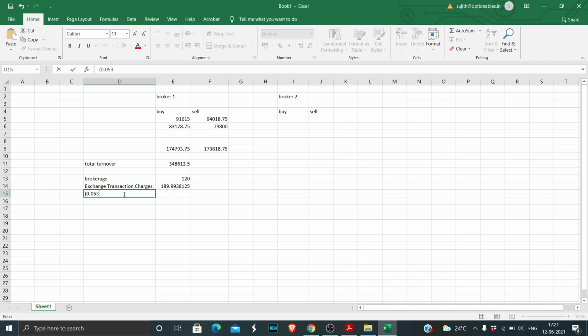0.053 percentage plus clearing charges. This is optional. If the broker is not a clearing member, there are 3 types: self-clearing, not a clearing member, and one more that is both self-clearing and trading member. If he's not a self-clearing member, then he'll be charging you the clearing charges.